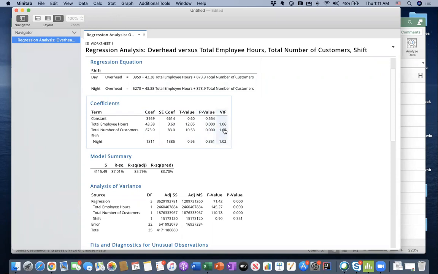So, variance inflation factors, VIF values. These numbers are good as long as they are less than 5.